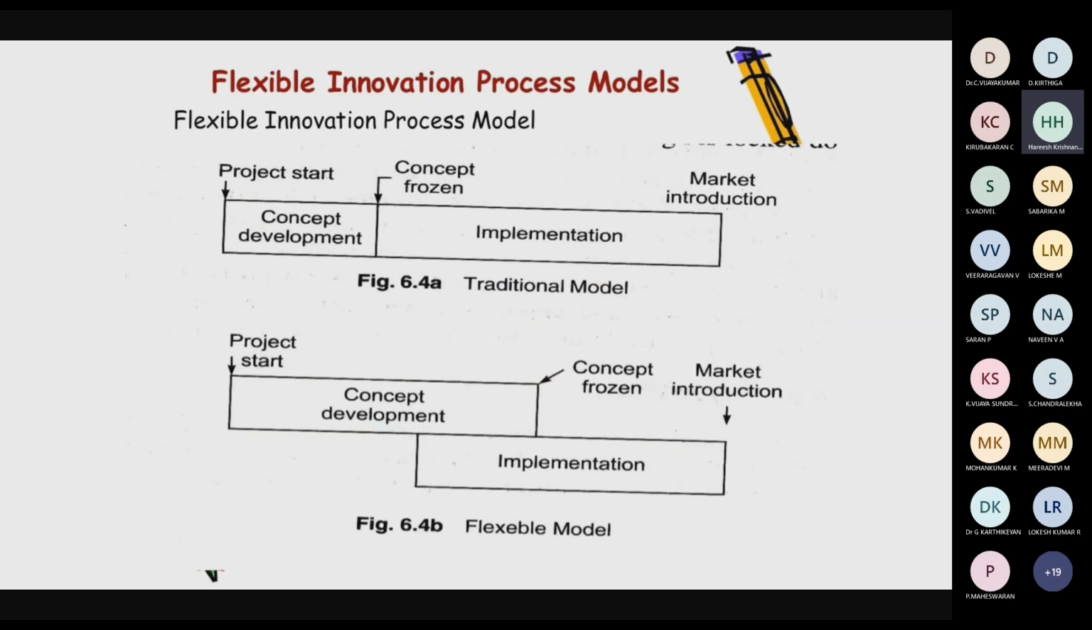Next one is the flexible innovation process model. We are using this flexible innovation process model now. Initially, innovations were linear, directed or planned activity. But in this case, it's not planned, it's non-linear. This process is non-linear, and ideas or improvements can emerge from any source and at any stage of the invention process. In the traditional model, the concept development will be frozen at the initial stage, before the project starts.